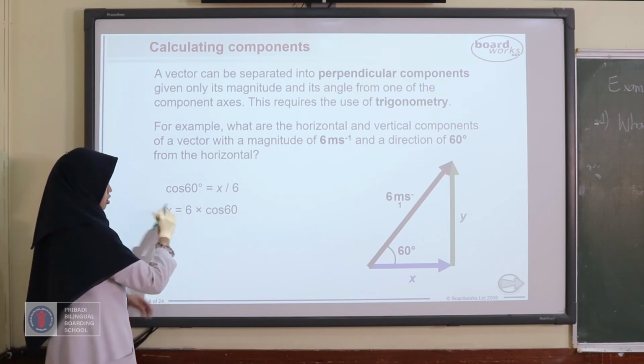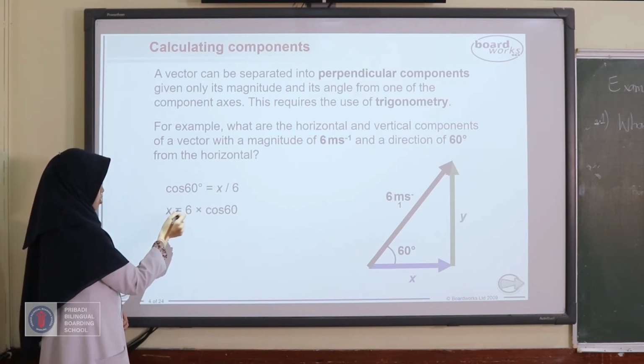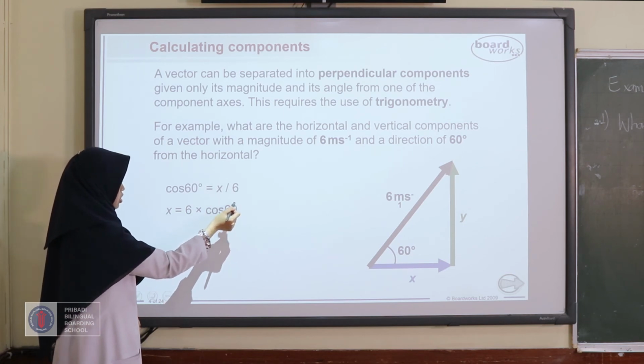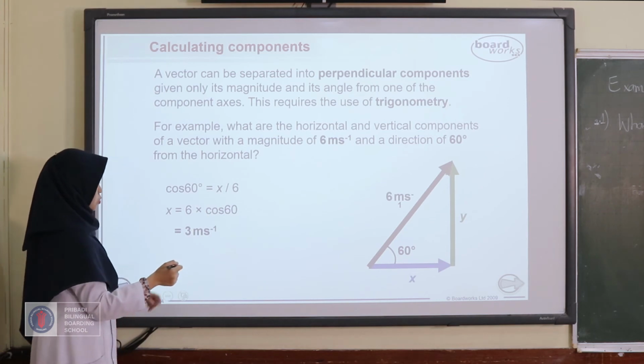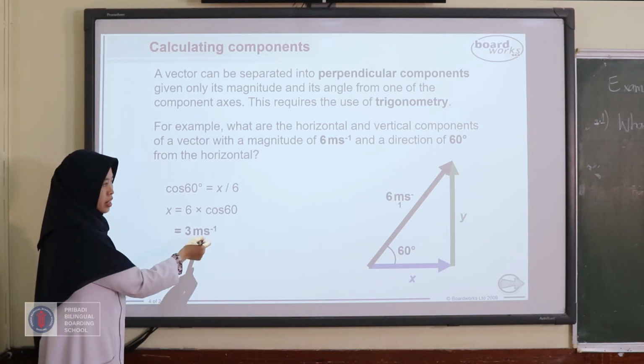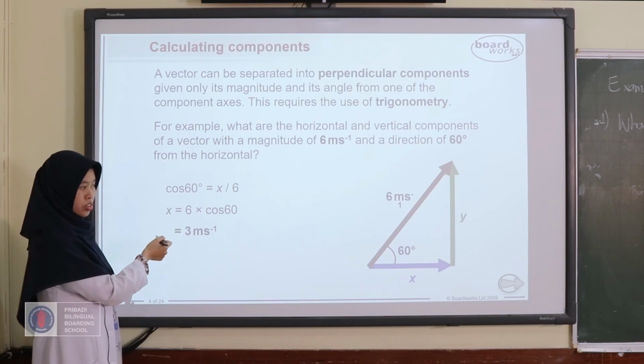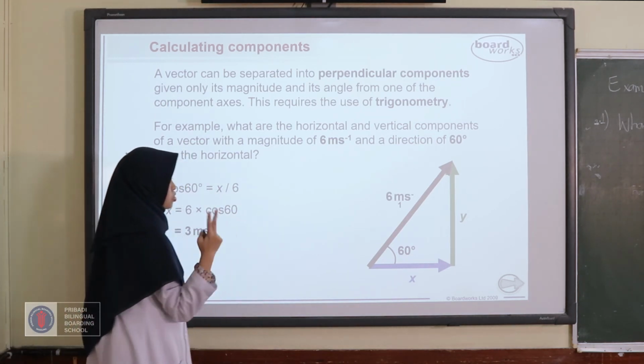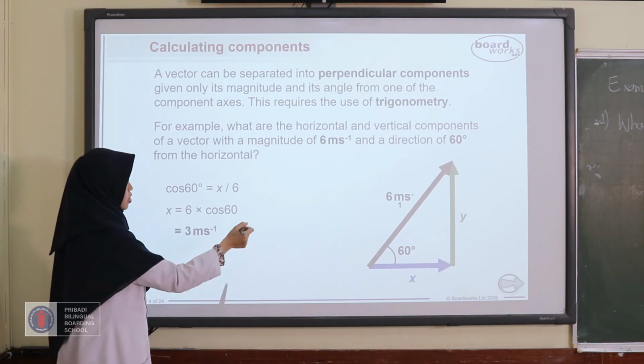Just rearrange this equation. x equals 6 times cosine 60 degrees. It must be degrees here. So it will end up with 3 meters per second. This is the horizontal component. What about the vertical component? Because we have two components, horizontal and vertical.